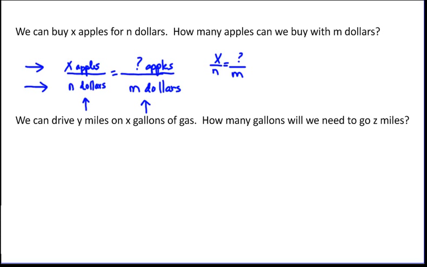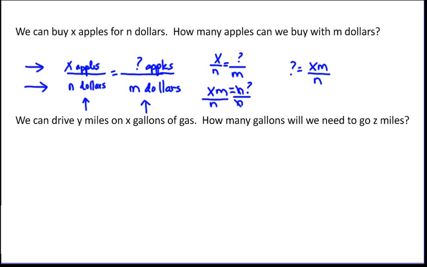So if you remember about proportions, in order to solve them, you will take the upper left times the lower right and set that equal to the lower left times the upper right. Finally, you will divide by the number that is keeping your question mark from being all alone. And we discover that XM over N will describe the number of apples that we can buy with M dollars.